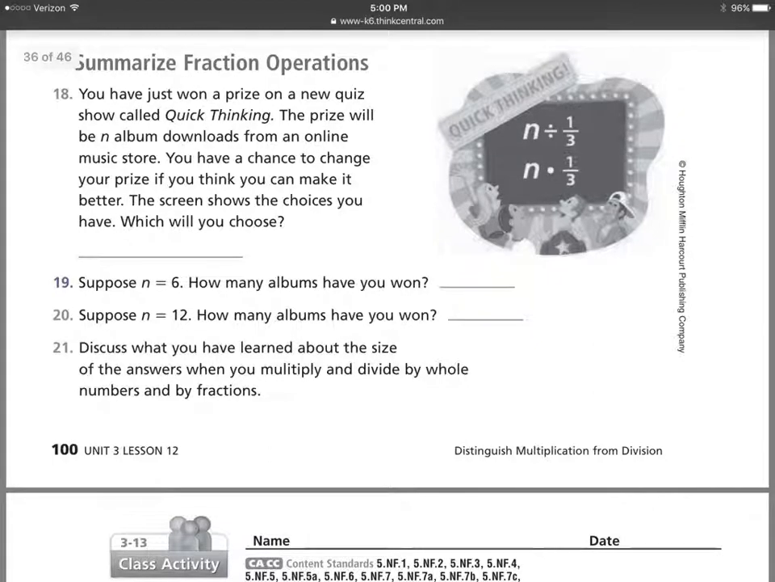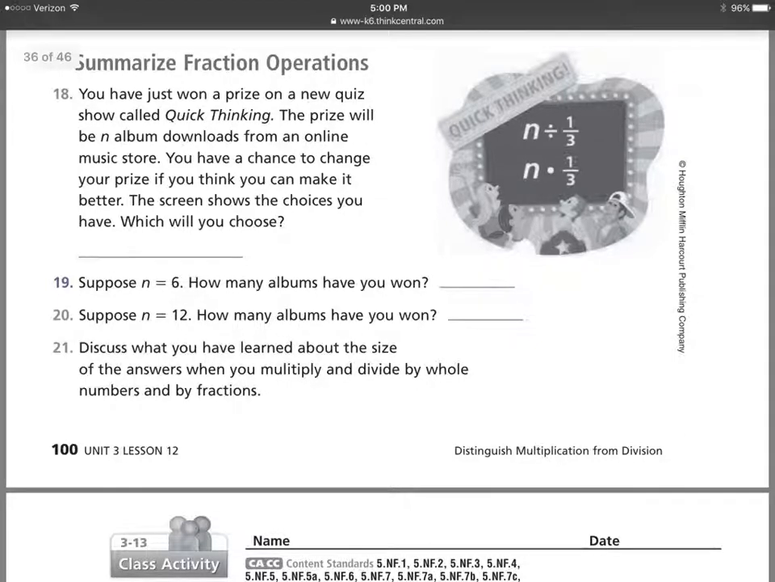Number 18 is a fun question. Looks like you've won a prize and you get some music for your prize. However, the amount of music you get depends upon whether or not you understand which of these equations will yield you the greatest amount of music. So you can change your prize, but you have to choose which of these 2 equations you would use to decide how much music you're going to get. And you want to choose hopefully the one that will get you the most music. So which of these expressions will yield the greater answer?